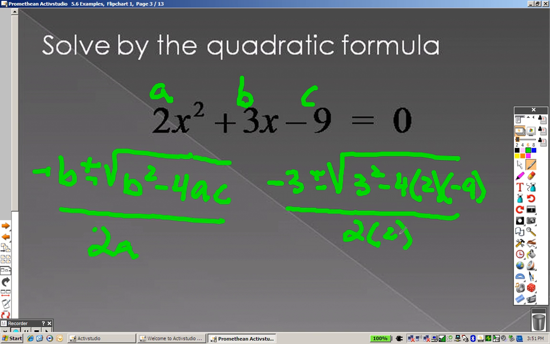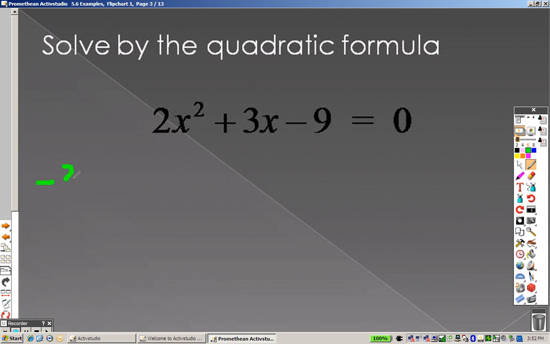So underneath the square root, 3 squared minus 4 times 2 times negative 9, you end up with an 81. So this is negative 3 plus or minus the square root of 81, and 2 times 2 is 4. So really we have this over 4, and the square root of 81 is 9. So really what they're saying is, what is negative 3 plus 9 divided by 4?